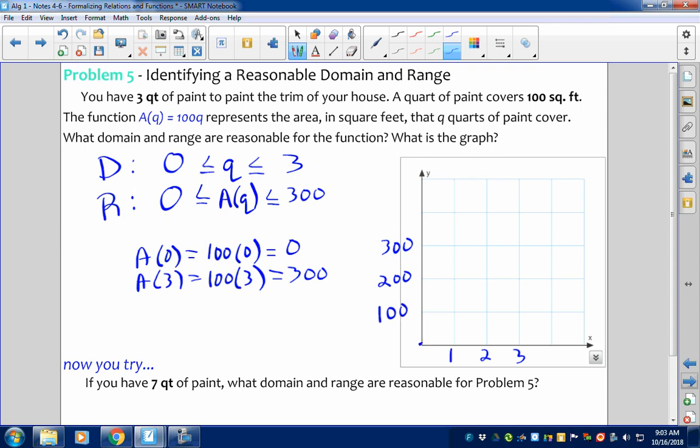We could start at 0, 0 if you want. If I plug in 1, I'll have 100 square feet. If I plug in 2, it would be 200. If I plug in 3, it would be 300. And I could connect the dots because it could be anything in between. I might only use 1.5 quarts of paint, which would give me 150 square feet of coverage. Okay, but anything in there is what I might use. I might decide to wrap the paintbrush up in saran wrap, put it in the refrigerator, and come back to it later.